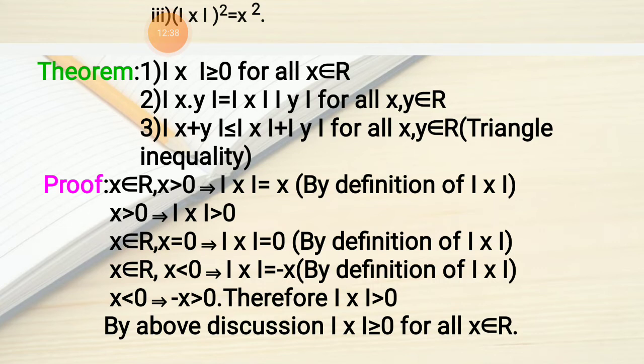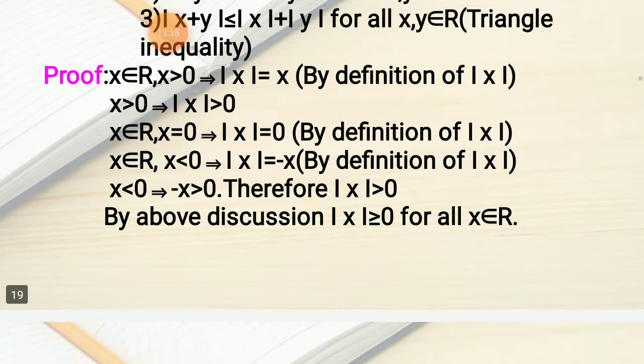So, proof. x belongs to R. Whenever x is positive, mod x is equal to x by definition. x greater than 0 implies mod x is also greater than 0, because here x is equal to mod x. x belongs to R and x equal to 0 implies mod x equal to 0 by definition of mod x. x belongs to R, x negative means mod x equal to minus x by definition. But whenever x is negative, minus x is positive. But mod x equal to minus x here, and minus x is positive, so mod x is positive. So by the above discussion, we say mod x is either greater than 0 or equal to 0 for all x belongs to R. This completes the first one.